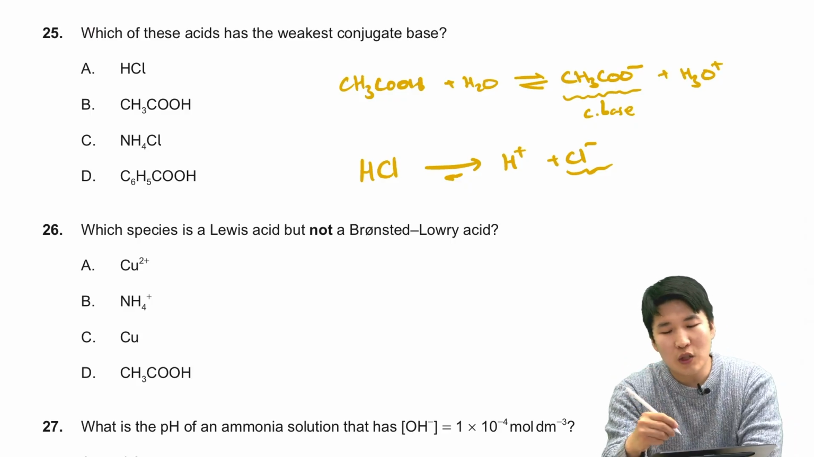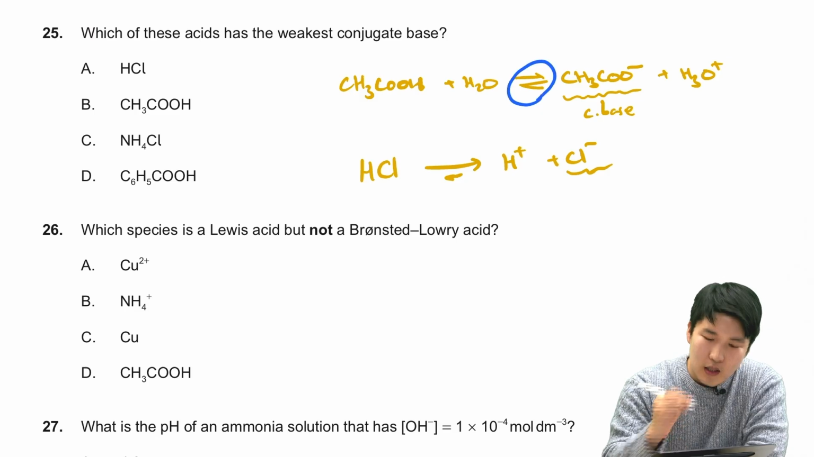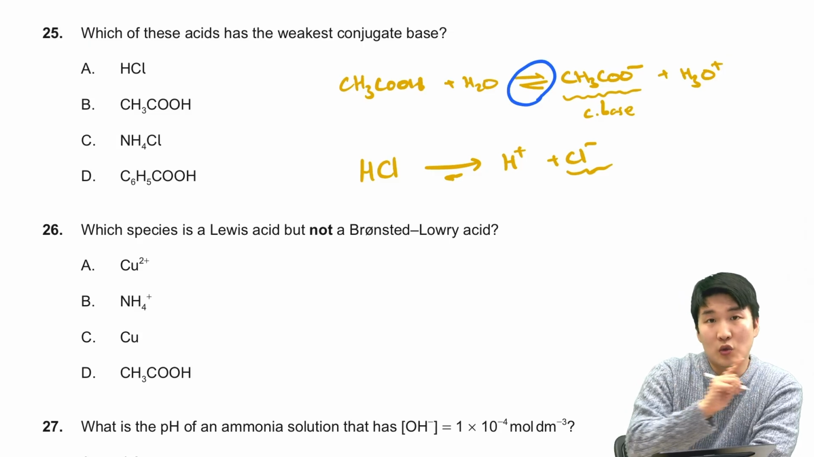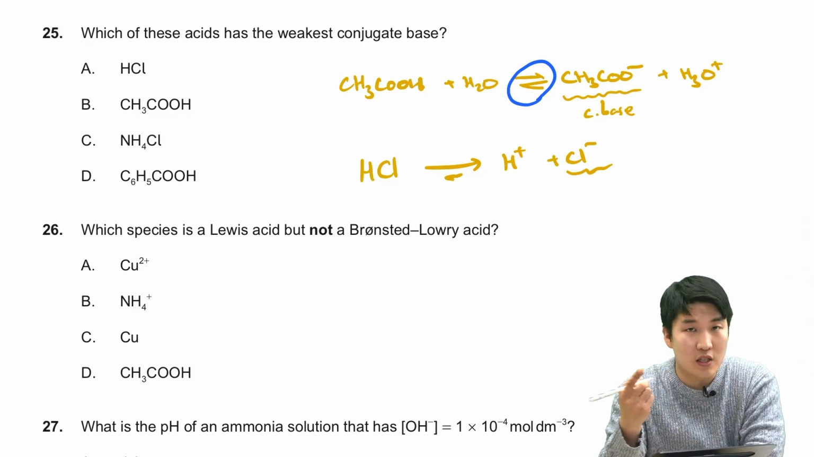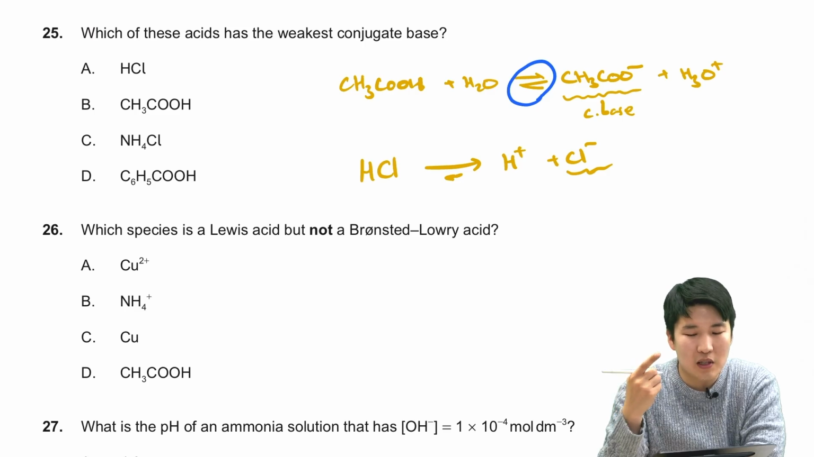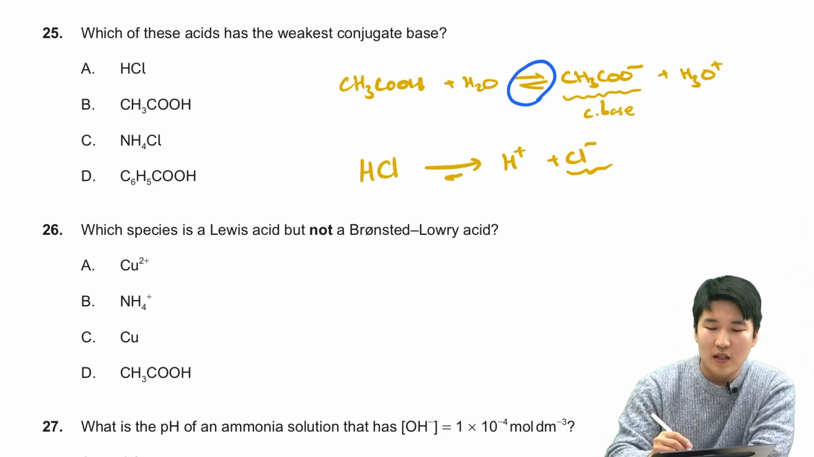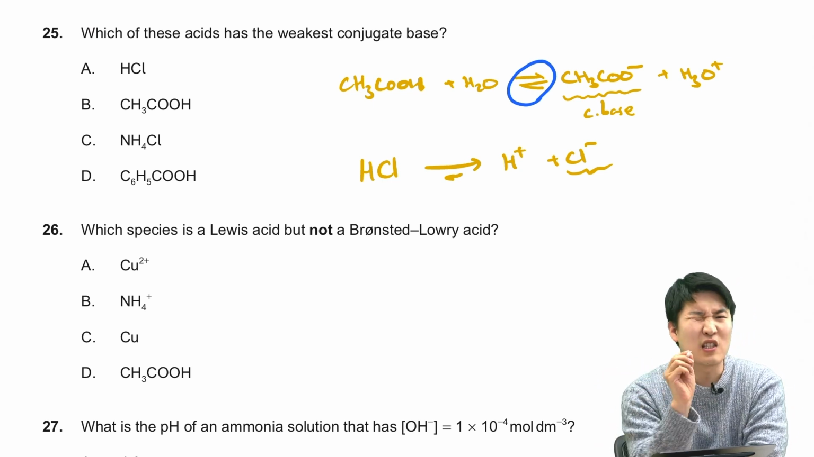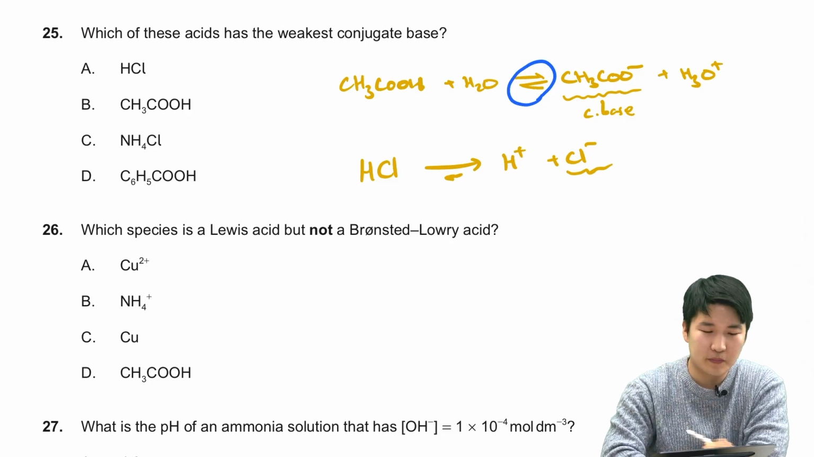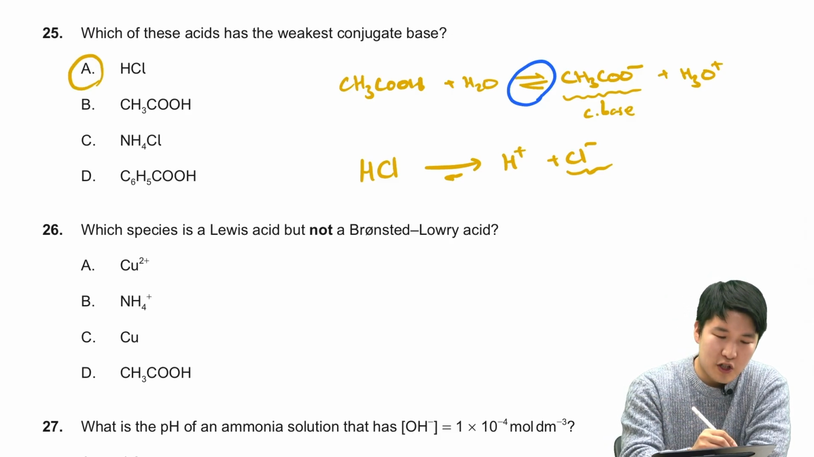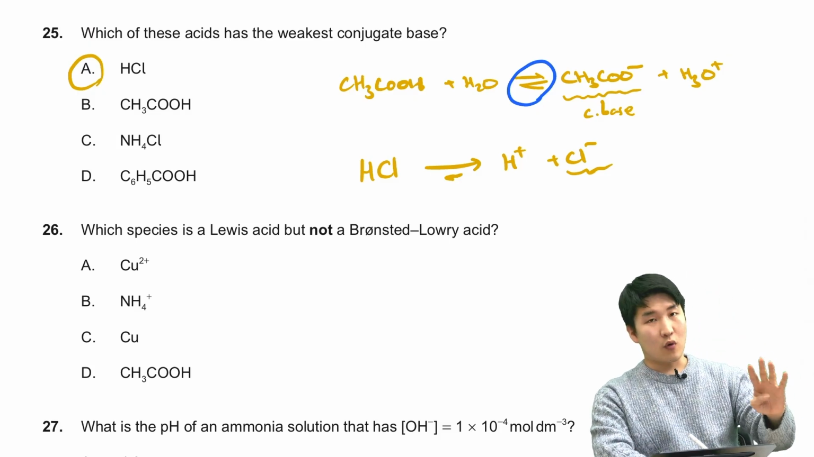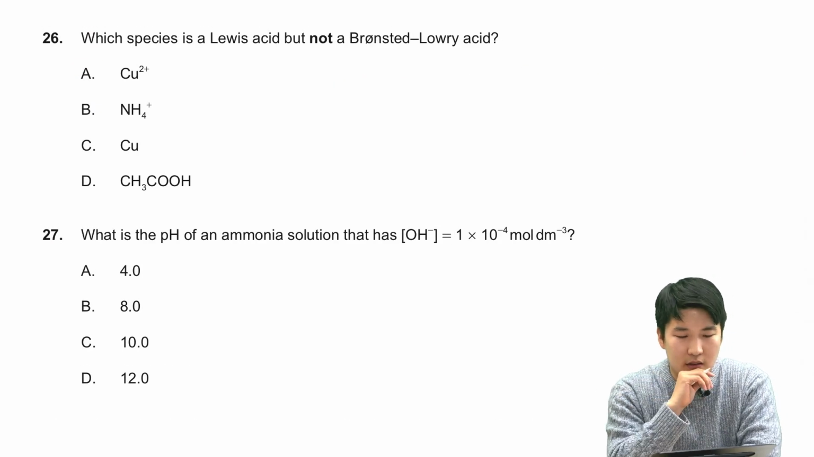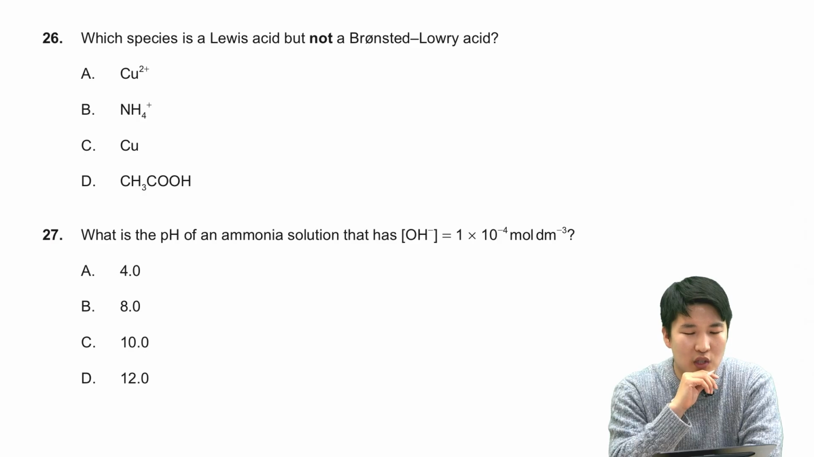So notice how we use the equilibrium sign for weak acid dissociation, and we use a unidirectional single arrow for HCl, strong acid dissociation. But in fact, a more accurate way of saying this would be a large arrow to the product side and a small arrow to the reactant side. HCl is the only strong acid out of the 4 options, and therefore the answer.